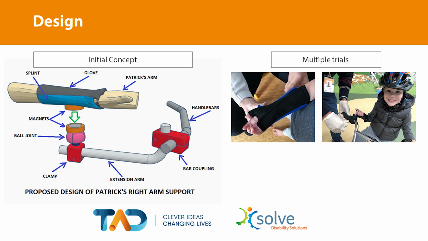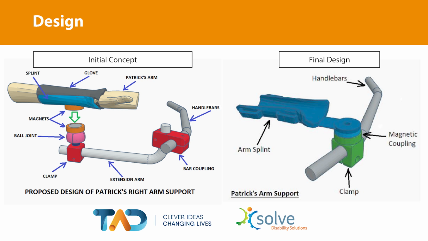We did multiple trials to ensure everything worked okay. This included prototyping the 3D printed support for Patrick to test the fit and feel. When this worked, we did trials to set up positioning on the bike, how easy it was for Patrick to put his hand on and off, and how easy it was for him to steer the bike. And through these trials and evaluations, we ended up with these changes.